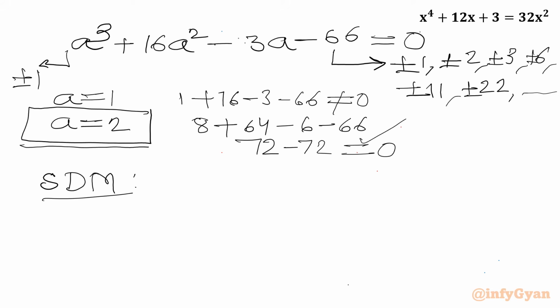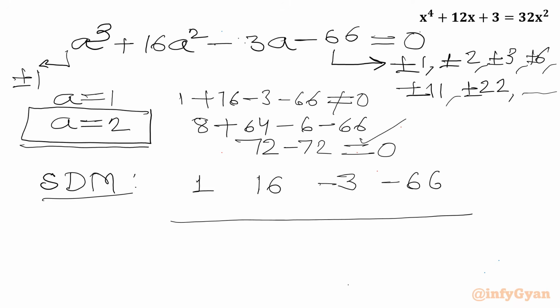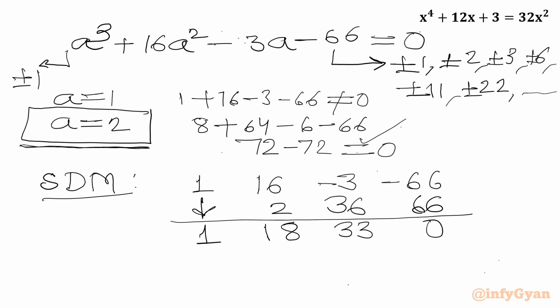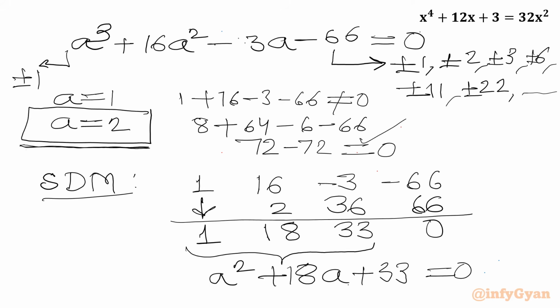Let us write all the coefficients of the cubic equation. So 1, 16, minus 3, minus 66. Now I will write the leading coefficient as it is, 1. Now let's multiply with our base solution. So 2 times 1, 2, 18. 2 times 18, 36, 33. 2 times 33, 66, 0. So here we have the coefficients for the quadratic equation. So a square plus 18a plus 33 equal to 0.